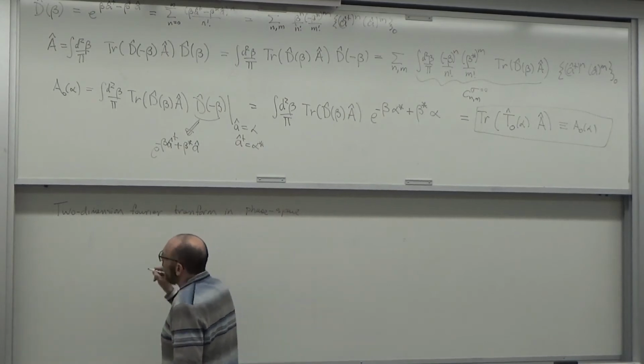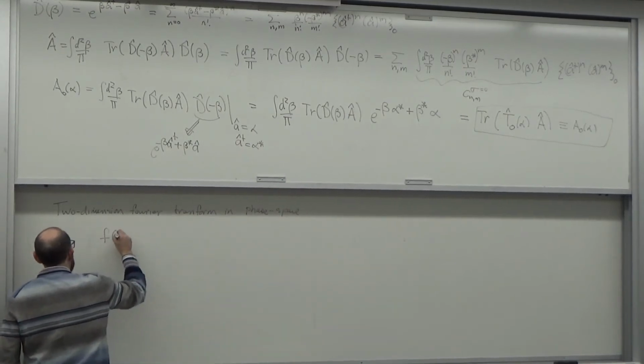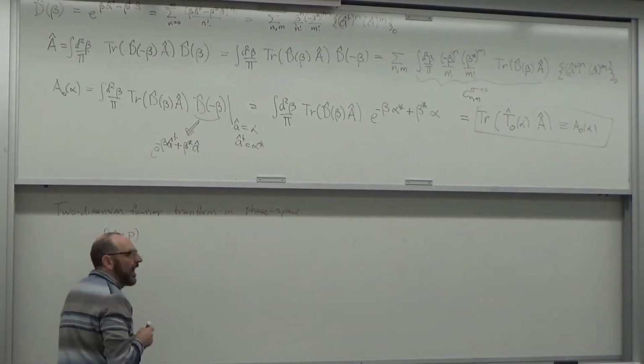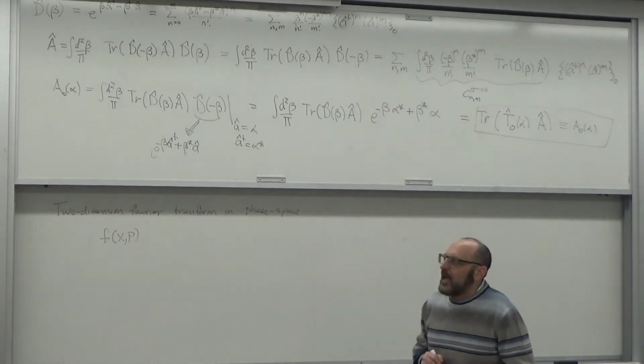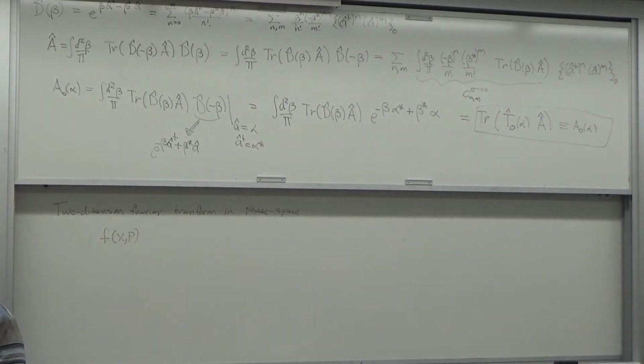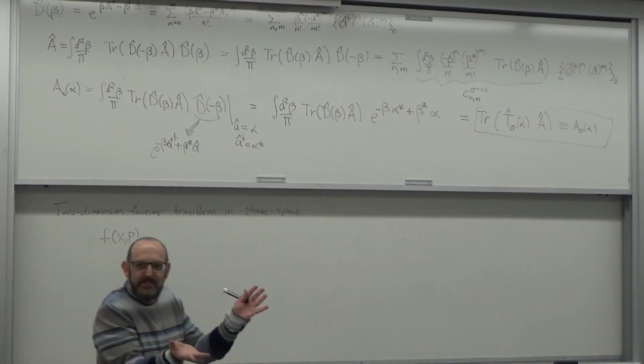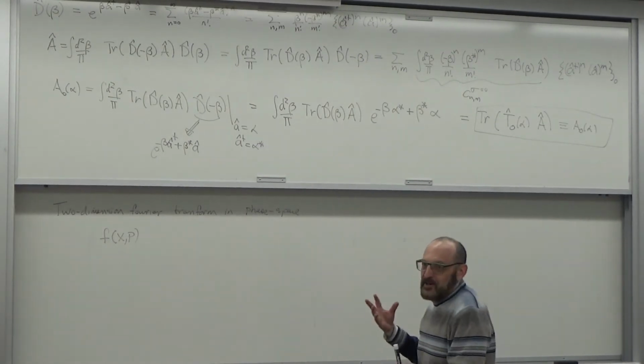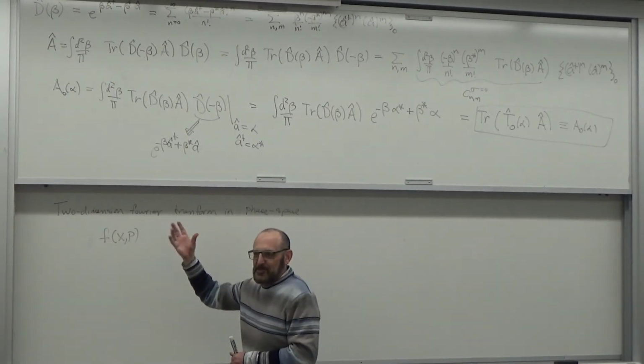So I can think about a function. Now this is just a plain old function of two variables, x and p. Okay? And I want to Fourier transform this function. Usually we think about p as the conjugate to x, and I'm not doing that. I'm thinking about these as just two variables, just a function in a two-dimensional space, and I want to Fourier transform this two-dimensional function.